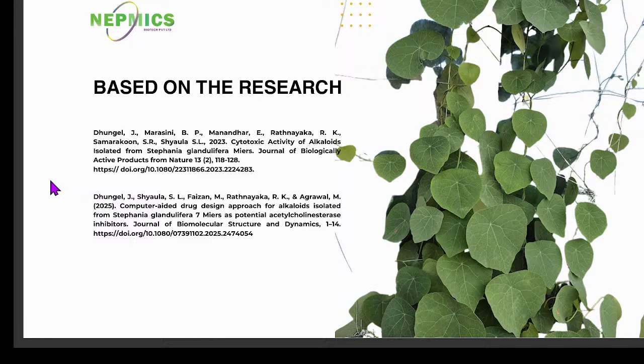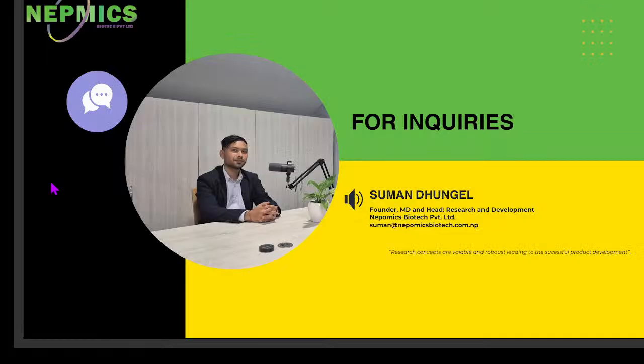The previous research focused on compound isolation as well as structural elucidation of those compounds, and then testing their cytotoxic nature. Actually, these alkaloid molecules were also found to be active against adenocarcinoma and glioblastoma cells, and it was published in the Journal of Biologically Active Products from Nature, a Taylor and Francis journal. Later on, we performed the in silico work, and it has been published in the Journal of Biomolecular Structure and Dynamics in March 2025. So this is all about the research work.